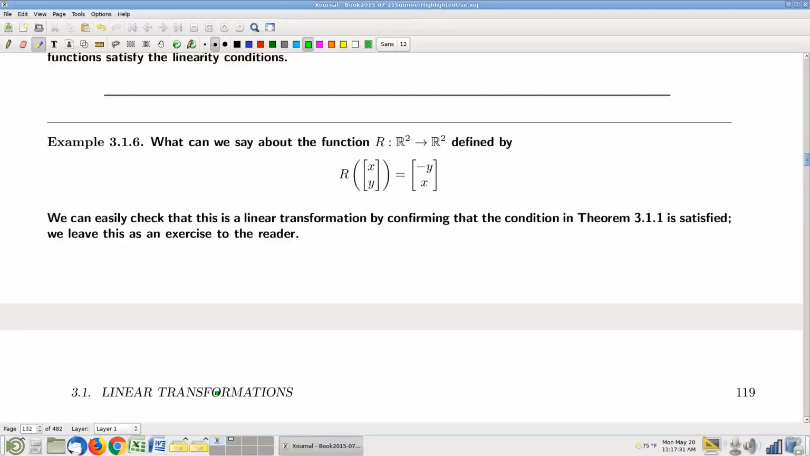Okay, right. So here's where we were. Let's look at this function right here from R2 to R2. I claim that this is a linear transformation, and that's something you can just brute force check. You can just check it satisfies the conditions. So furthermore, I claim that this is a rotation.